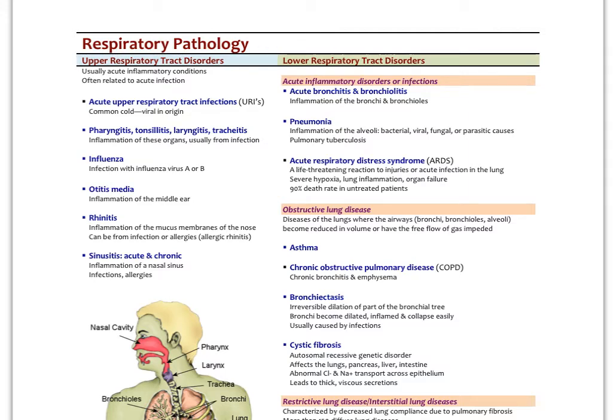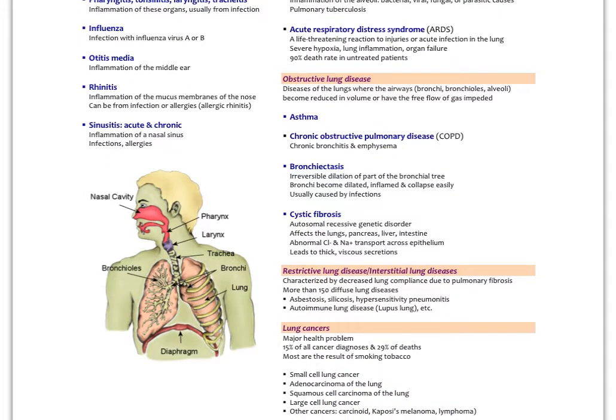respiratory distress syndrome, but many of our chronic respiratory illnesses of the lower respiratory tract are associated with some sort of chronic inflammation or fibrosis, not related to infection. That would be asthma, chronic obstructive pulmonary disease, which includes chronic bronchitis and emphysema, bronchiectasis, and cystic fibrosis, which I mentioned a little bit.